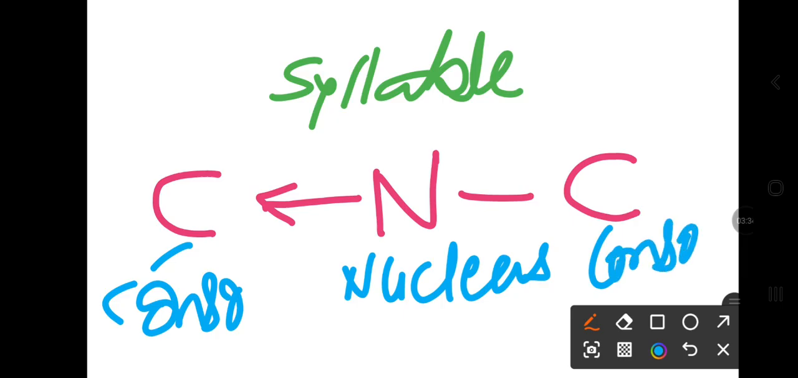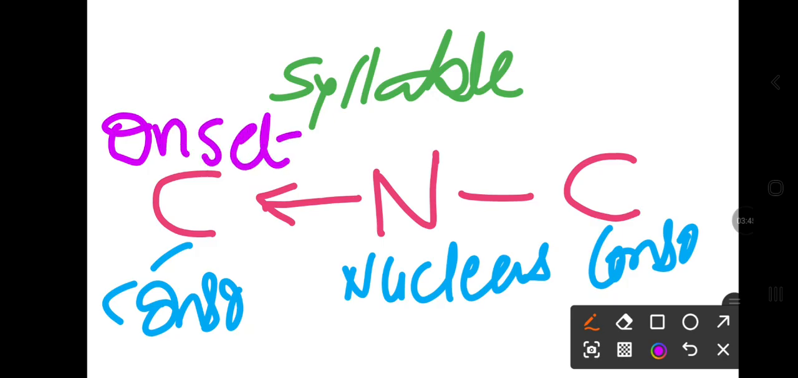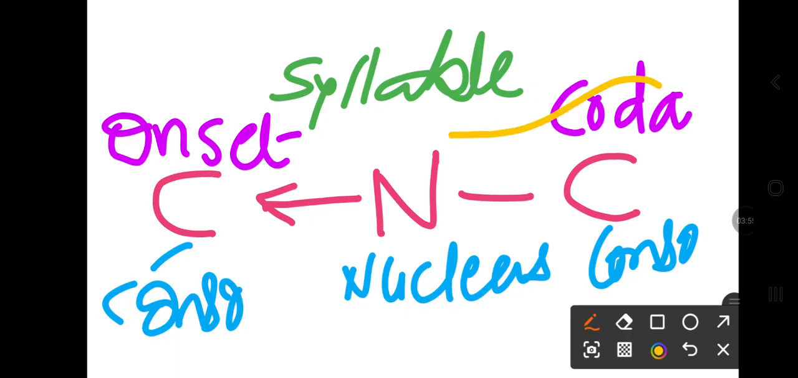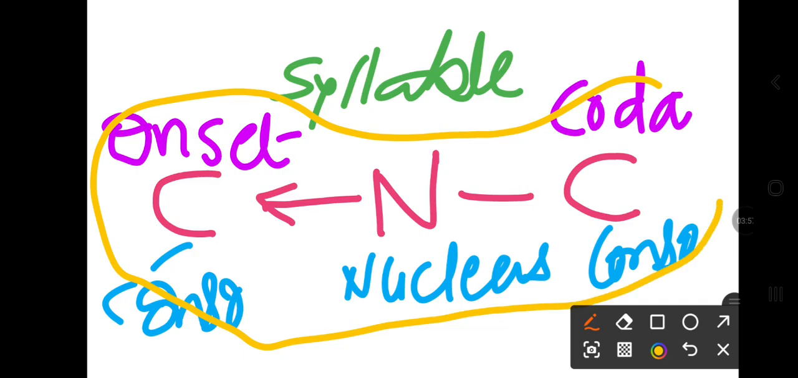The consonant before the nucleus is called onset, and this consonant which comes after the nucleus is called coda, and this is called syllable. This is the definition of syllable.